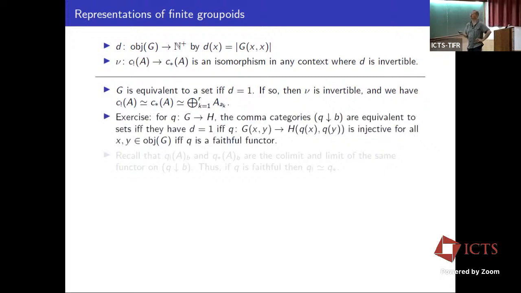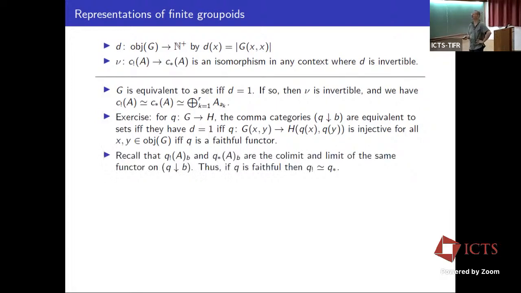And it's an exercise to see that, we look at these comma categories. When are the comma categories equivalent to sets? That happens if and only if your Q is a faithful functor. So if Q is a faithful functor, then comma categories are equivalent to sets. And so you've got ambidexterity for the comma categories, and therefore by this Kahn formula reduction, you've got ambidexterity here for an arbitrary faithful functor.